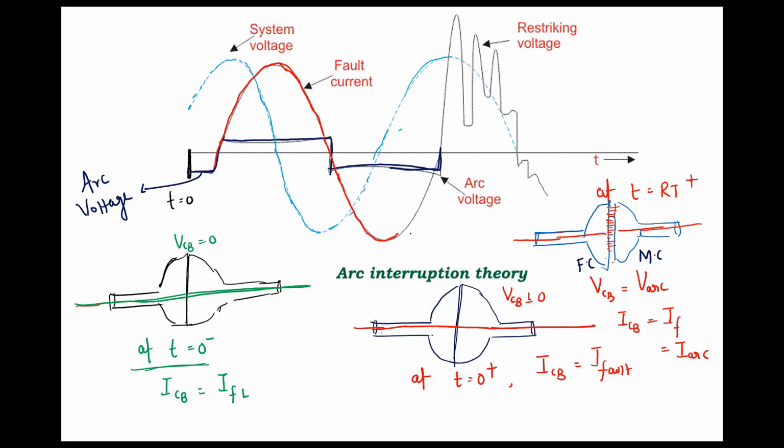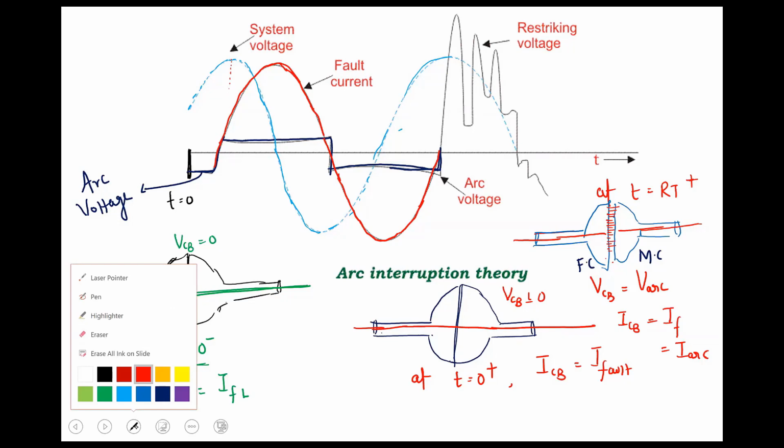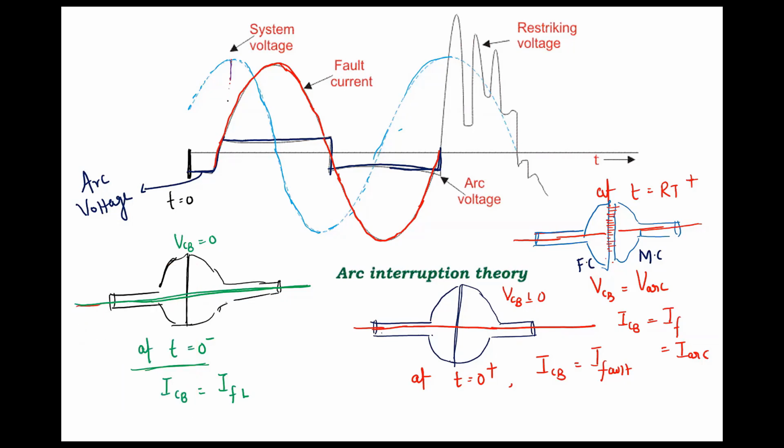Whenever a short circuit fault occurs, we know that the fault current is purely inductive. So the fault current lags the system voltage by approximately 90 degrees. Here you can observe that when the voltage is at peak, the fault current is approximately at 0, because the fault current is purely inductive.